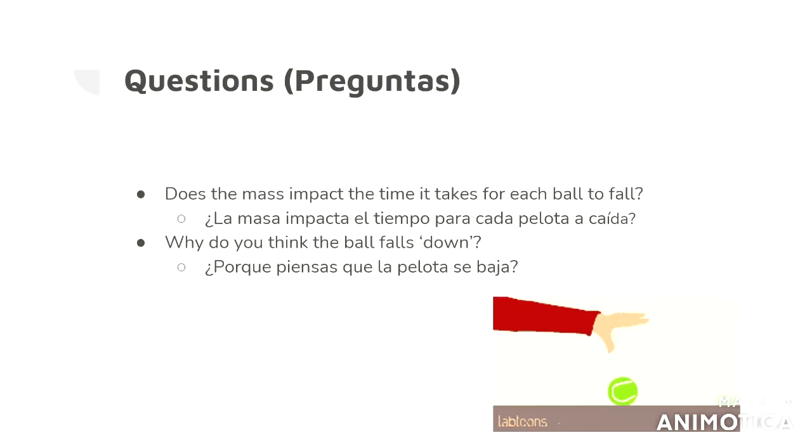So let's think about some questions from our observations. Does the mass impact the time it takes for each ball to fall? Did they fall at the same time, or did they not? And why do you think the ball falls down? Feel free to check back at our vocabulary if you're stuck, and check out the Jamboard if you want to see the answer and other people's responses.